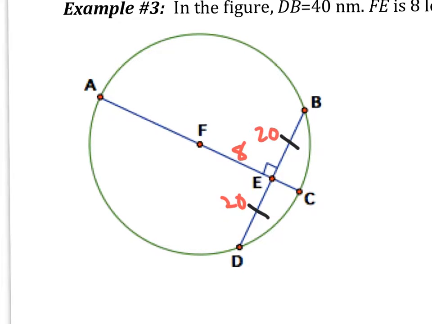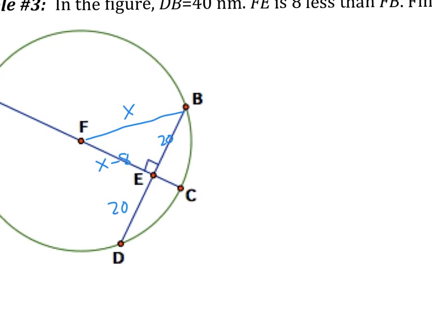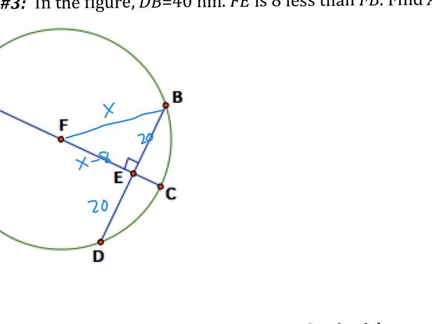Okay? All right, so if this is 20, 20, and then 8 less than FB, what are we going to make FB? If we don't know what it is, X. Okay? FE is 8 less. X minus 8. Okay? Use the Pythagorean theorem again. See if you can solve for X. You are going to have to FOIL.